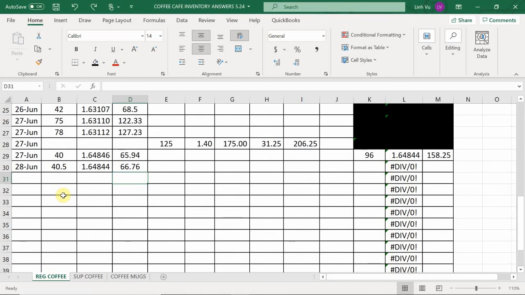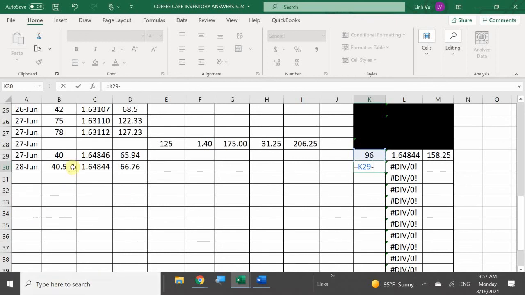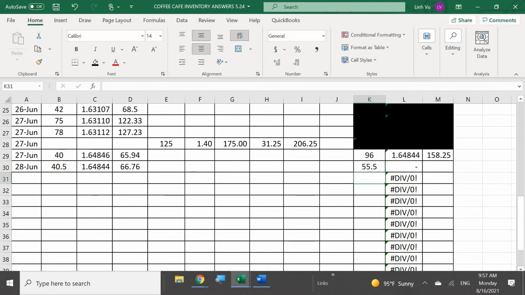Now that we sold $66.76 worth of inventory, my next thing to do is update my inventory, so I know how many pounds I have left for the next customer who walks into my store. How much do you have left? 66.76. No, 66.76 is what you sold. You don't have it anymore. So we subtract the 40.5 from the 96. How many pounds do you have left in your inventory? You have 55.5. You have 55 and a half pounds left. Good.